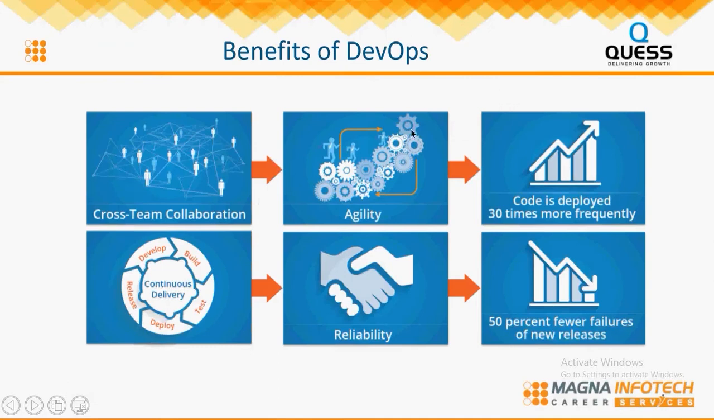Okay. Agility is that code is deployed 30 times more frequently. You can do the frequent deployment. Why? Because you have the leverage of tools, you can immediately deploy it whenever you want. Initially, if you are in the waterfall model, you have to do it every 15 days. You are forced to stay back.